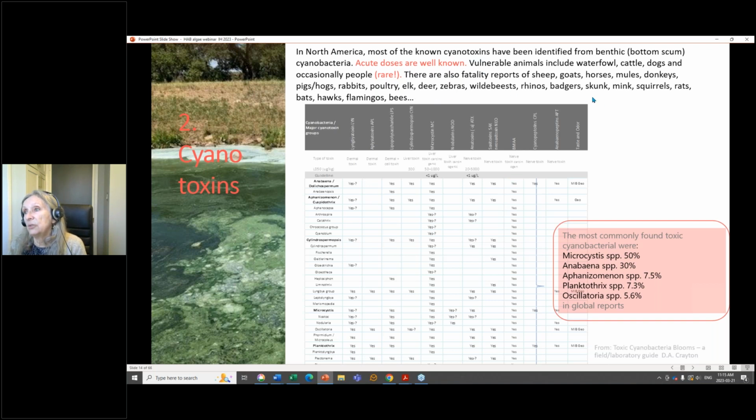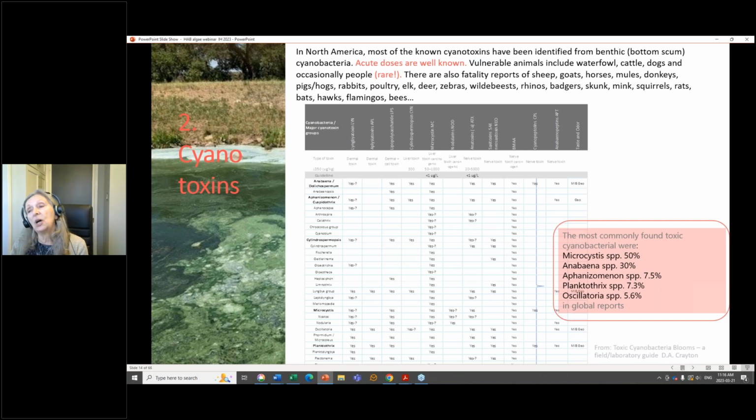Most of the known cyanotoxins have been identified with bottom scums that have been accidentally lifted to the surface, and acute doses are well known. So the amount that you need to consume to perish is a well-known number for most animals, including humans. Vulnerable animals are waterfowl, cattle, dogs, occasionally people. Human poisonings with fatalities are extremely rare. But there's also fatality reports for a whole range of animals that you can read here. Not all of them occur in Canada, obviously.